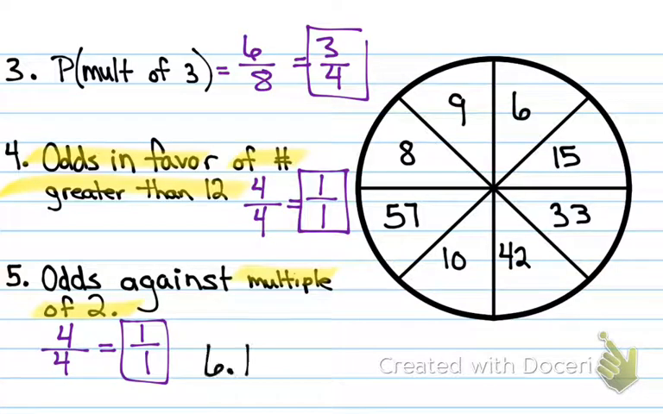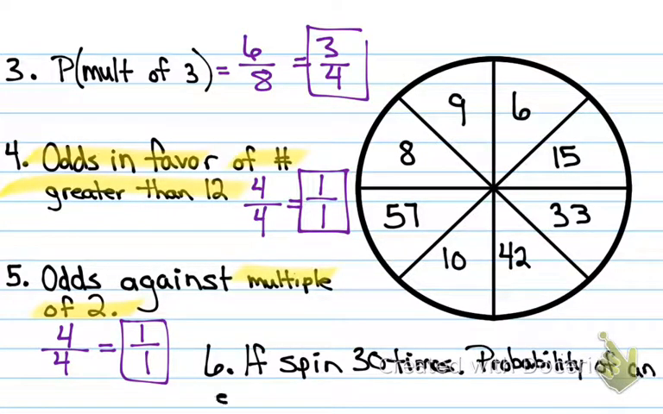All right, the last question is one that's similar to your quiz. If you spin the spinner 30 times, what is the probability that you will land on an even number? So find the probability, make it a decimal, and multiply by the predicted total.